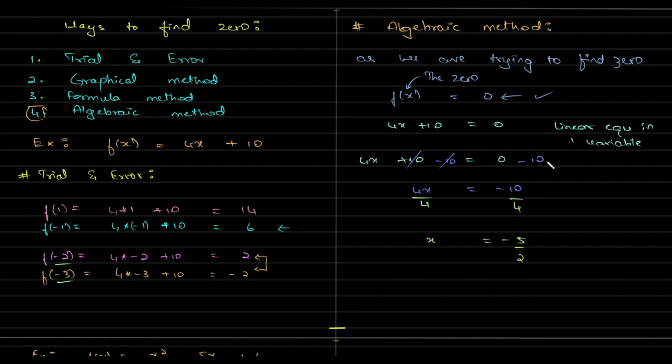So our 0 happens to be minus 5 by 2. As you can see, the zeros can be more complicated than simple integers. It can be complicated things as well. So we can't use trial and error at any point of time.